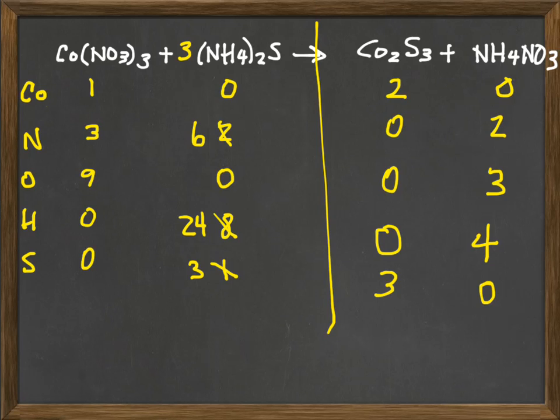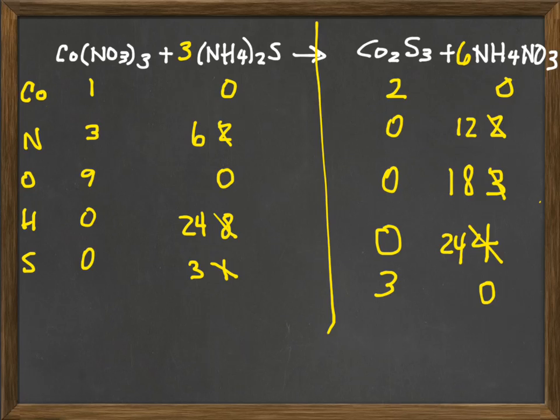So we're going to put a 6 in here as the coefficient for ammonium nitrate. The 6 multiplies all the coefficients beneath it. So the 2 becomes a 12, the 3 becomes an 18, and the 4 becomes a 24. That didn't mess up our sulfurs, so we've got sulfur taken care of, and we've got hydrogen taken care of.